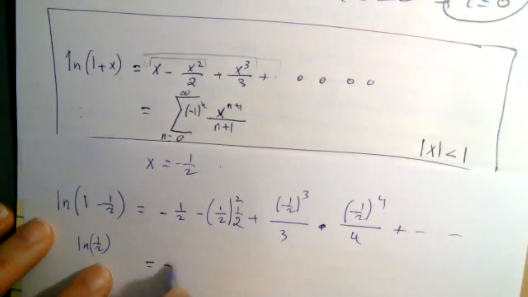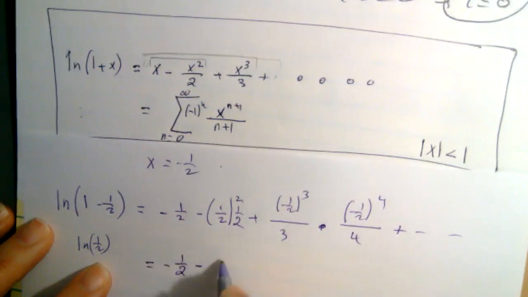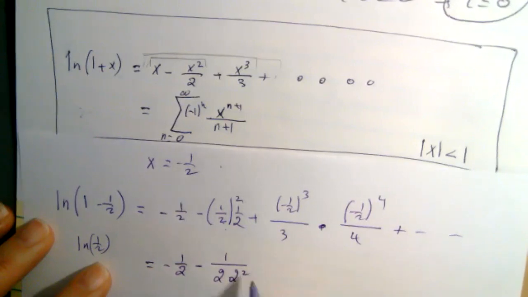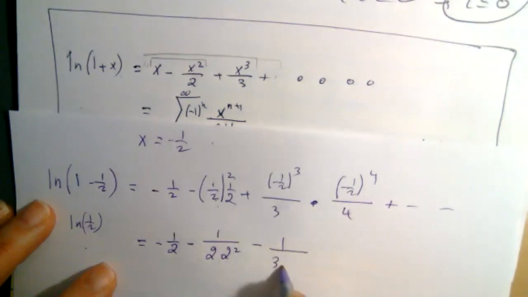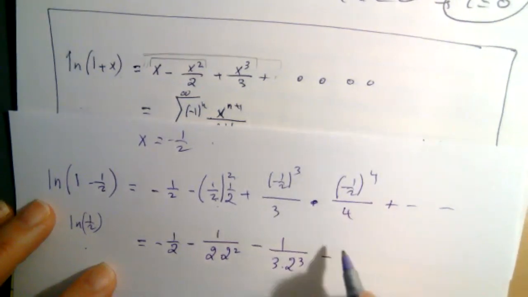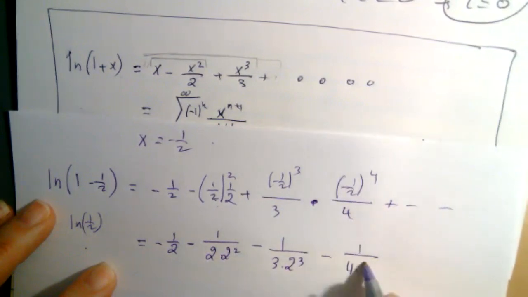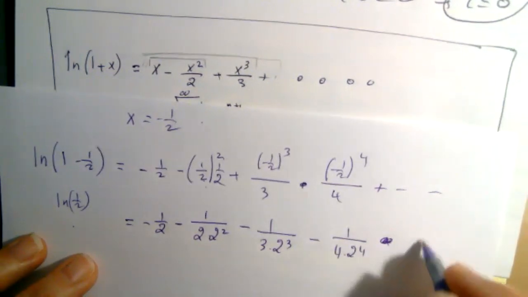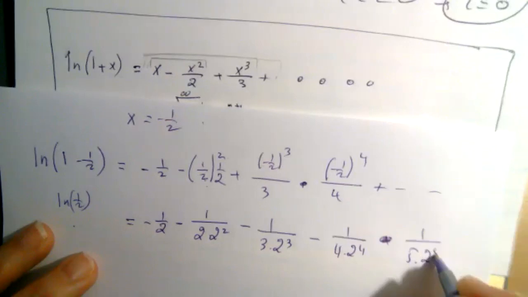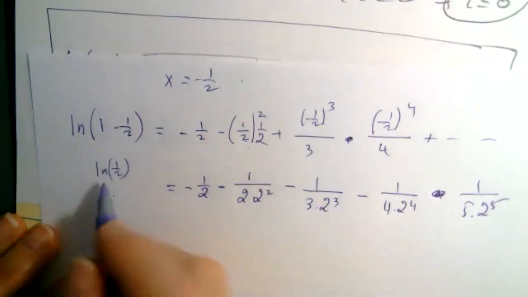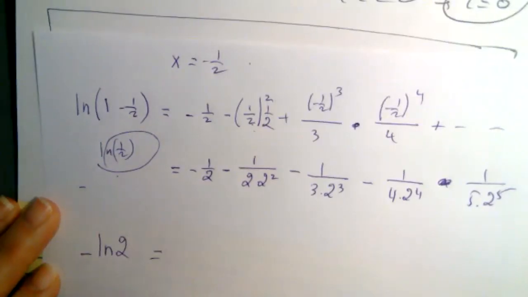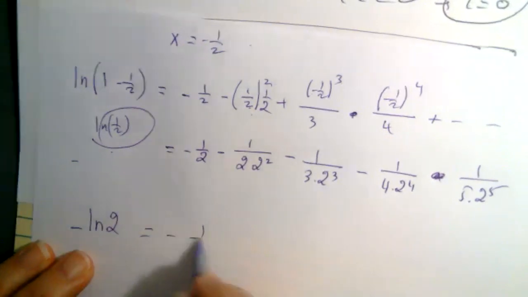It means this should be equal to minus a half minus 1 over 2 squared times 2, minus, because I have minus to the power 3, 1 over 3 times 2 to the power 3, minus 1 over 4 times 2 to the 4. It means if I take this sum, minus, I'm not going to write the sigma notation, 1 over 5 times 2 to the power 5. So this tells me that ln of 1/2, which is the same thing as minus ln of 2, is actually going to be given by this sum.